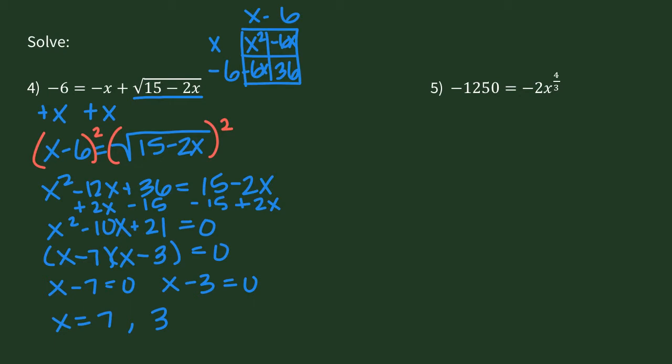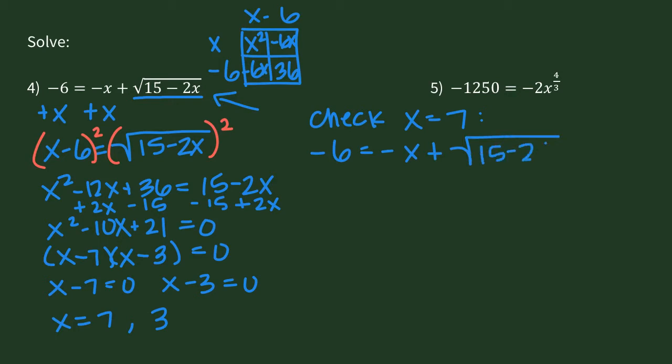So we really need to plug our answers back in and double check that 7 and 3 do actually both work. So first I'm going to check x equals 7. So I'm going all the way back to the original equation. And I forgot to plug in the 7 for that first x. Okay, there we go. So I'm just going to simplify both sides.